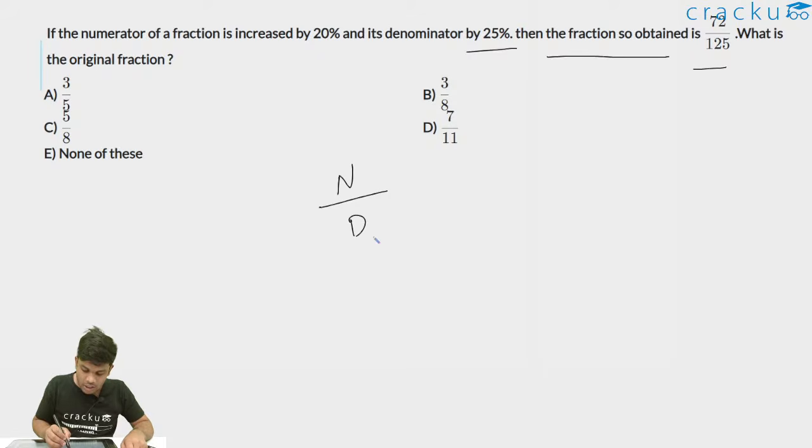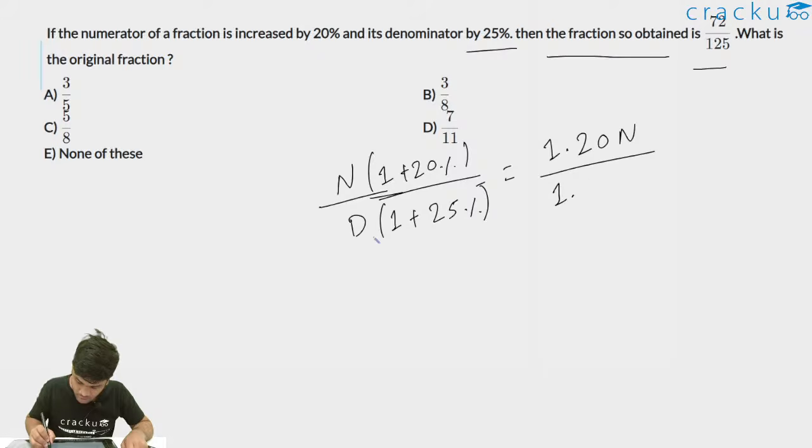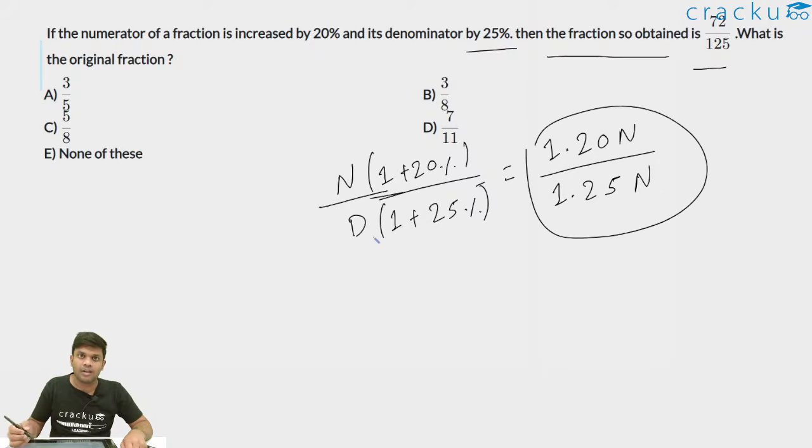Now numerator is increased by 20%, so it is 1 plus 20%. And denominator is increased by 25%, so it is 1 plus 25%. So 1 plus 20% is nothing but 1.20, and 1 plus 25% is nothing but 1.25. So it is 1.20 n divided by 1.25 d. Now this is our new fraction, which is equal to 72 by 125.